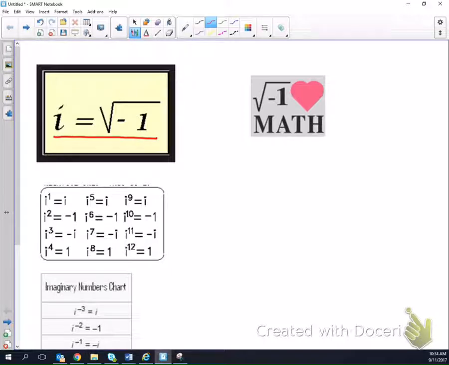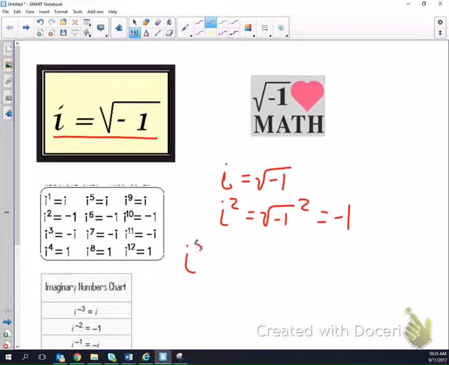Now, important thing to remember about that then is if i is equal to the square root of -1, that means that i squared is equal to -1. Now that's the most important thing for you to remember here. i squared equals -1. Now we can take any combination of i with an exponent.